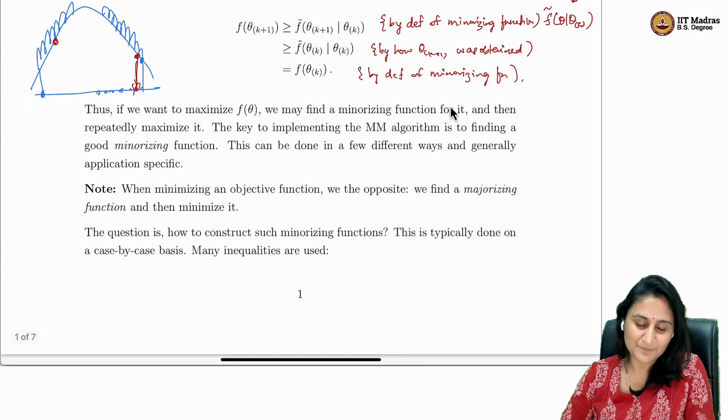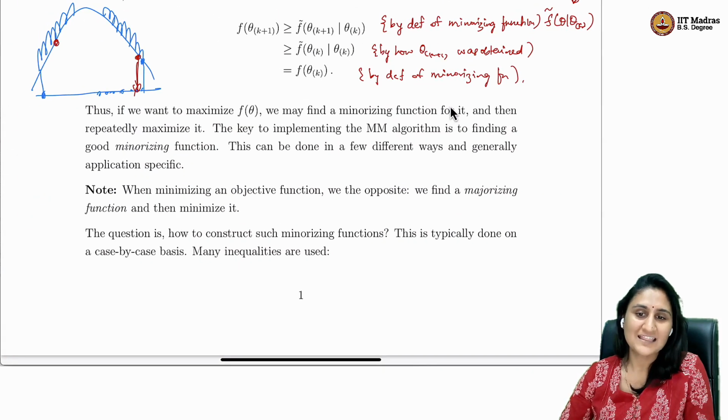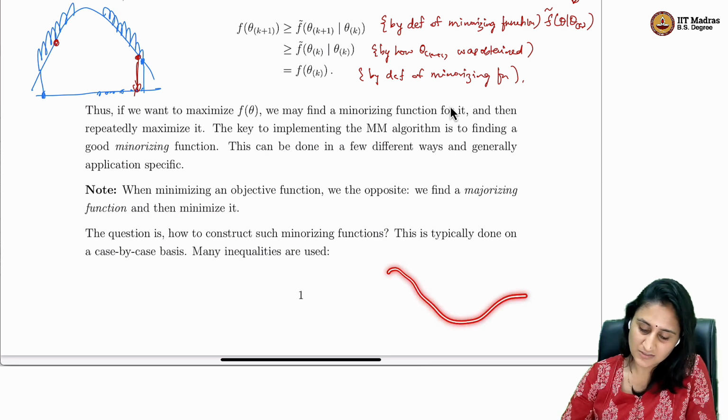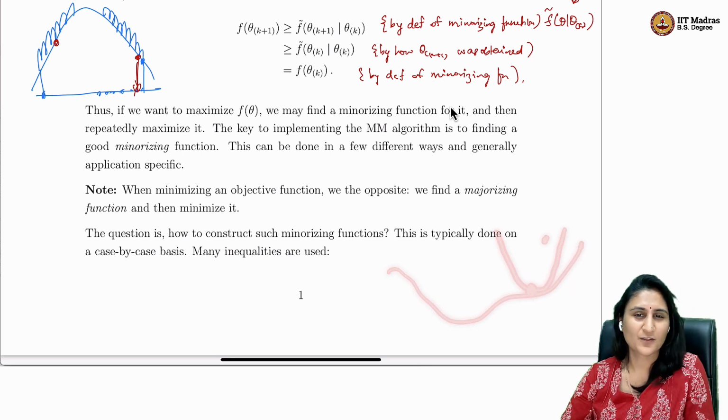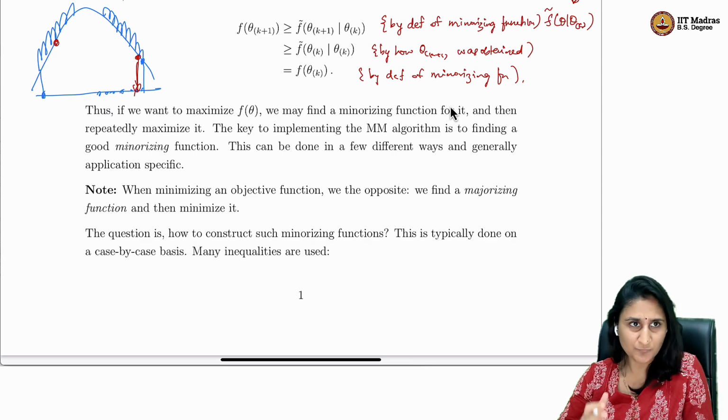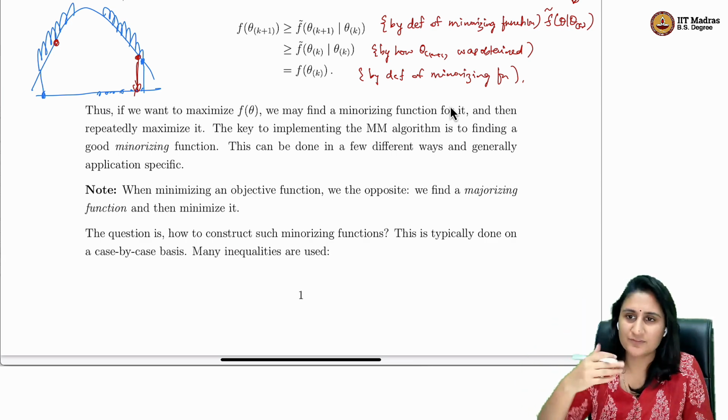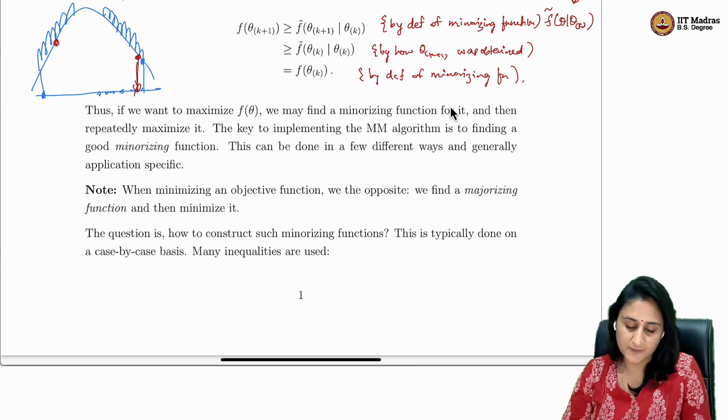then if it's a minimization problem, what we do is we find a majorizing function and then minimize the majorizing function. So this is our objective function. We are somewhere here. We want to find a majorizing function and then minimize that majorizing function. Okay. So hopefully that design is clear as to what would go on there.